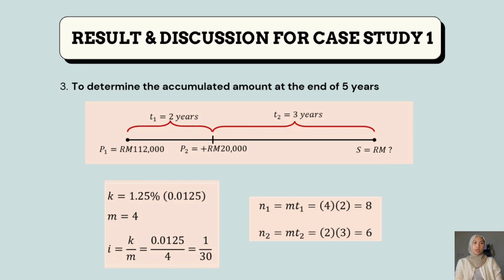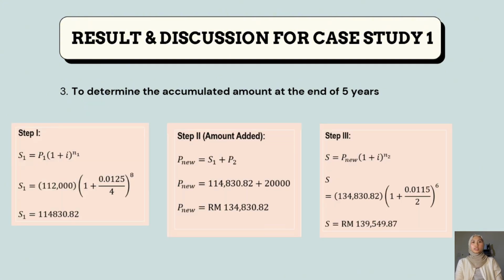For objective 3, P is equal to 112,000, K is equal to 0.0125, M is equal to 4, T is for 2 years. For the formula is S equal to P in bracket 1 plus I, which is K over M to the power of N. To get the first S is 112,000 in bracket 1 plus 0.0125 over 4 to the power of 8. For the answer, you will get 140,830 and 82 cents.